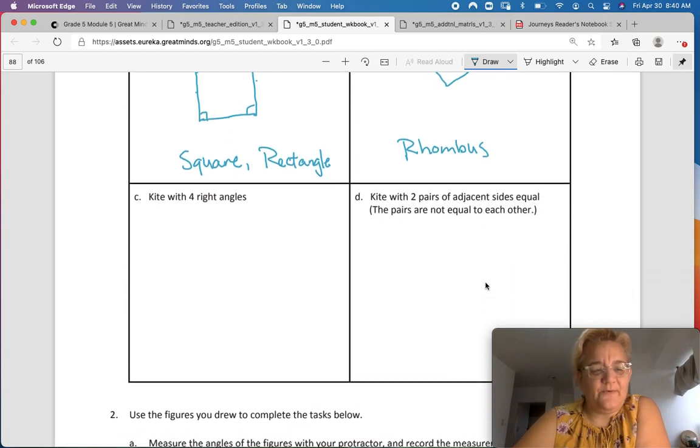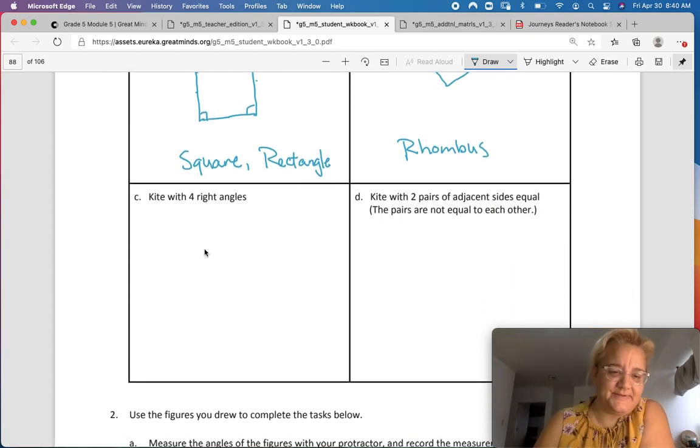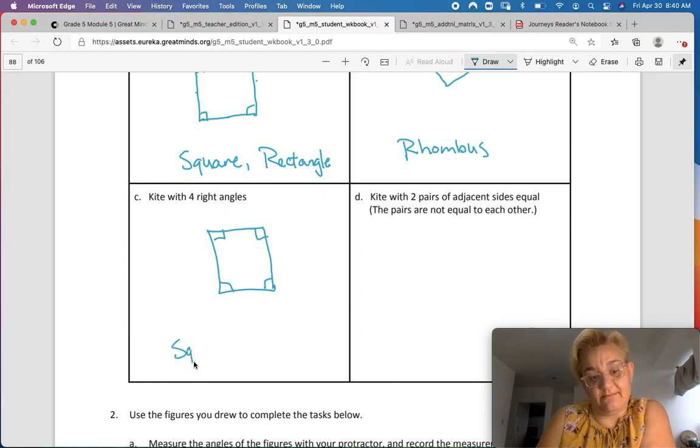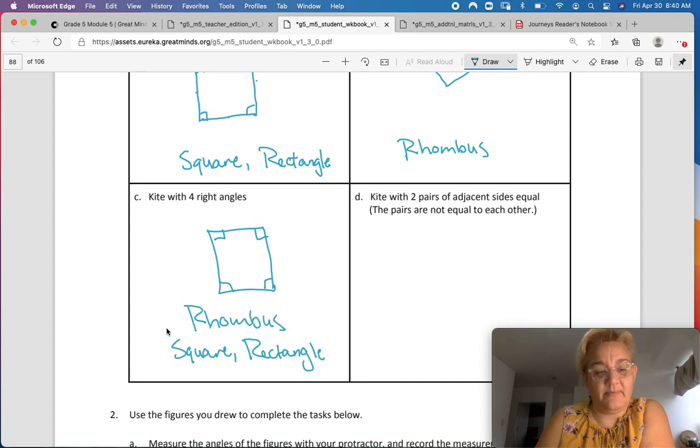A kite with 4 right angles. If those 2 are equal, and these 2 are equal, that is also known as a square, or a rectangle, or a rhombus, or a parallelogram.